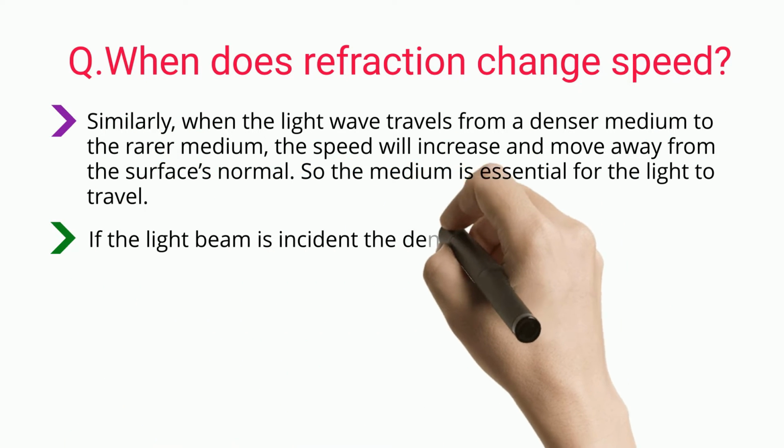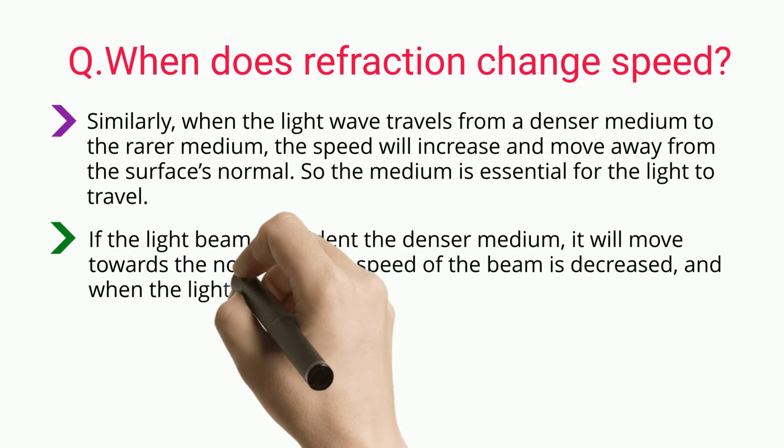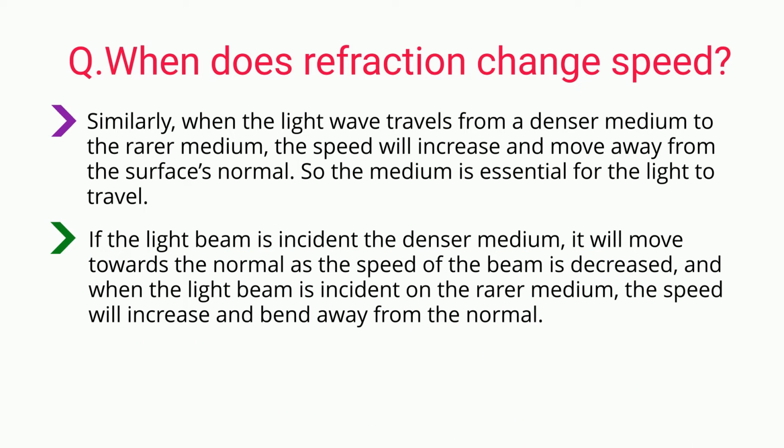If the light beam is incident on the denser medium, it will move towards the normal as the speed of the beam is decreased, and when the light beam is incident on the rarer medium, the speed will increase and bend away from the normal.